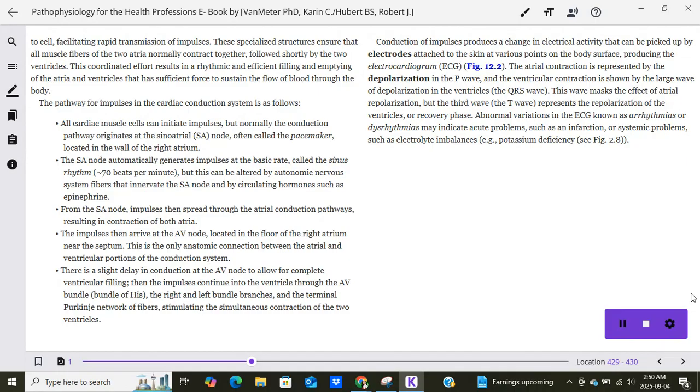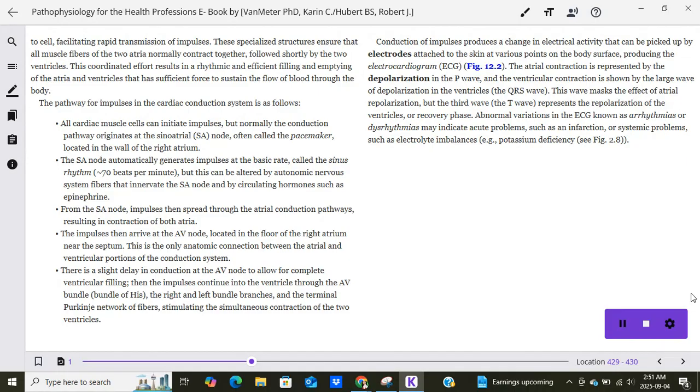Conduction of impulses produces a change in electrical activity that can be picked up by electrodes attached to the skin at various points on the body surface, producing the electrocardiogram, ECG, Fig 12.2. The atrial contraction is represented by the depolarization in the P wave, and the ventricular contraction is shown by the large wave of depolarization in the ventricles, the QRS wave.